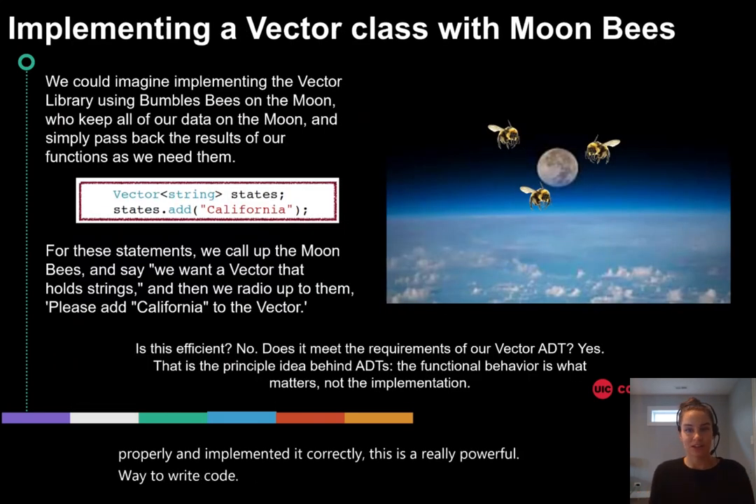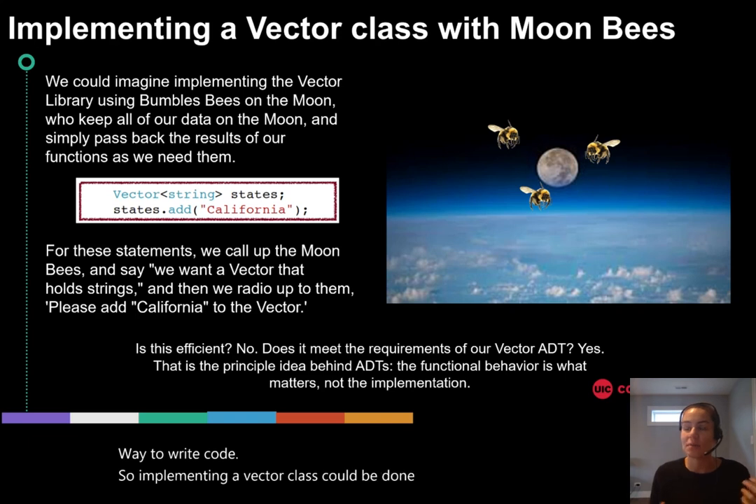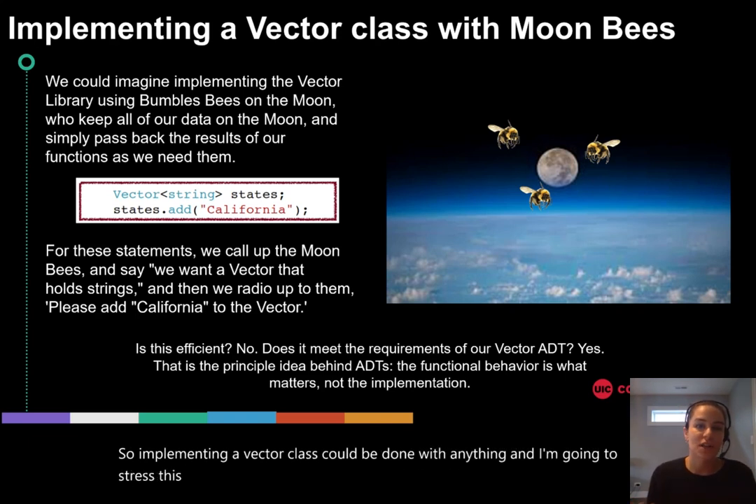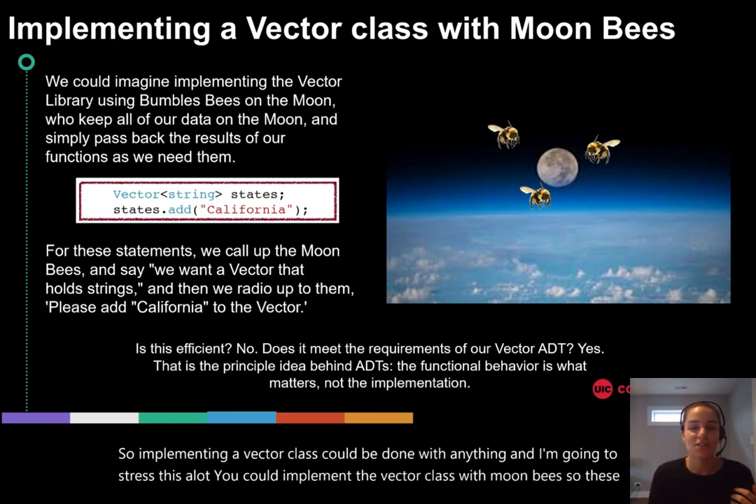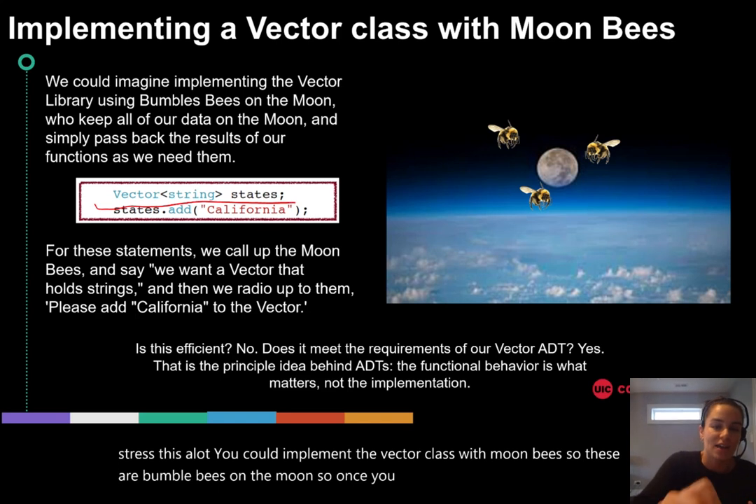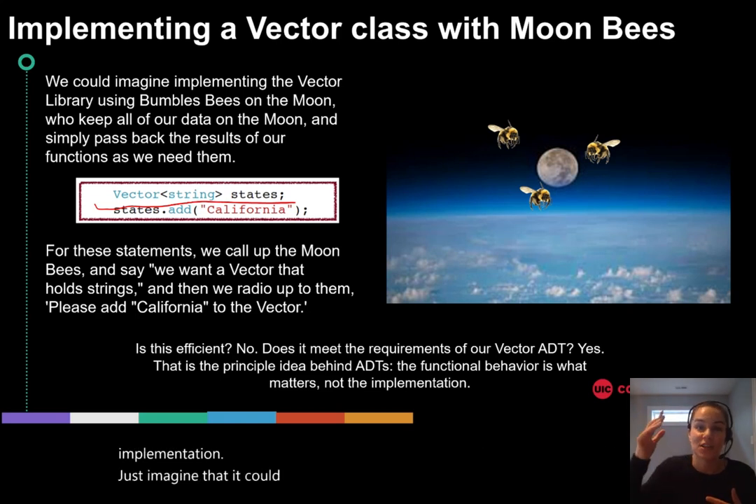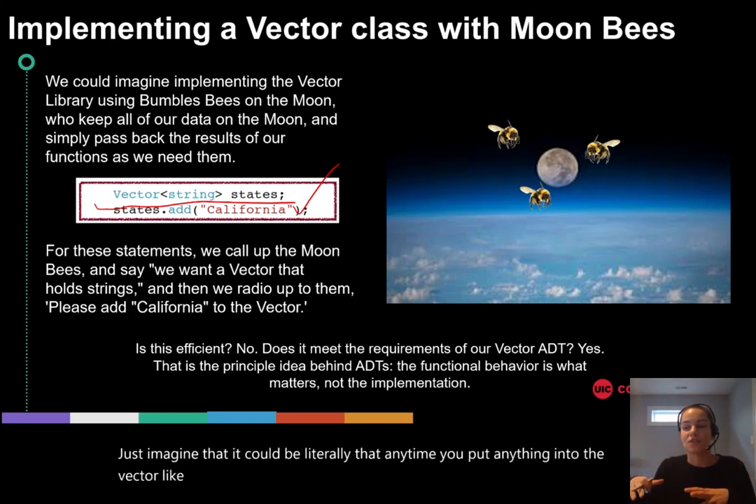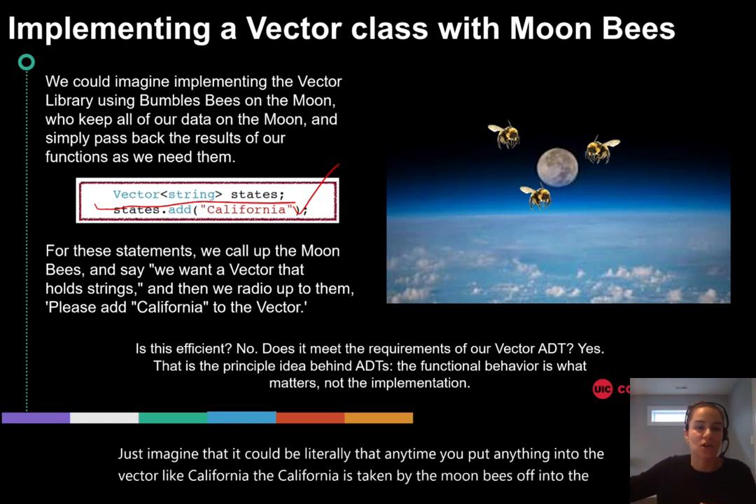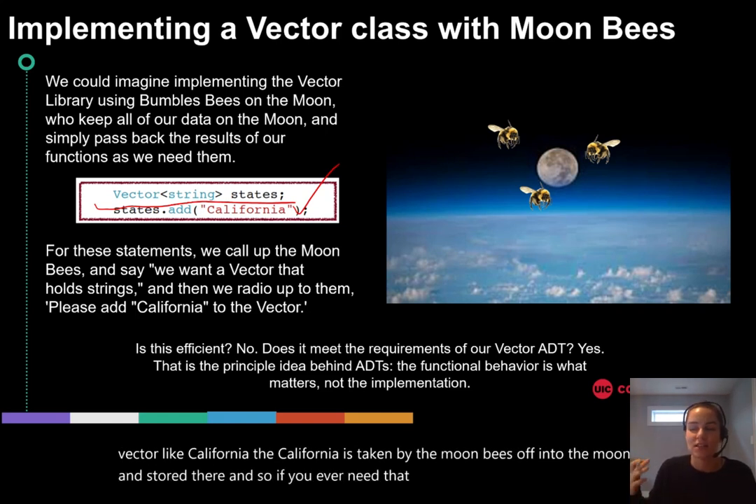So implementing a vector class could be done with anything, and I'm going to stress this a lot. You could implement the vector class with moonbees. These are bumblebees on the moon. Once you declare a vector with the capital V implementation, just imagine that it could be literally that: anytime you put anything into the vector, like California, the California is taken by the moonbees off into the moon and stored there. And if you ever need that first index that stores California, the moonbees would go and get it and bring it back.